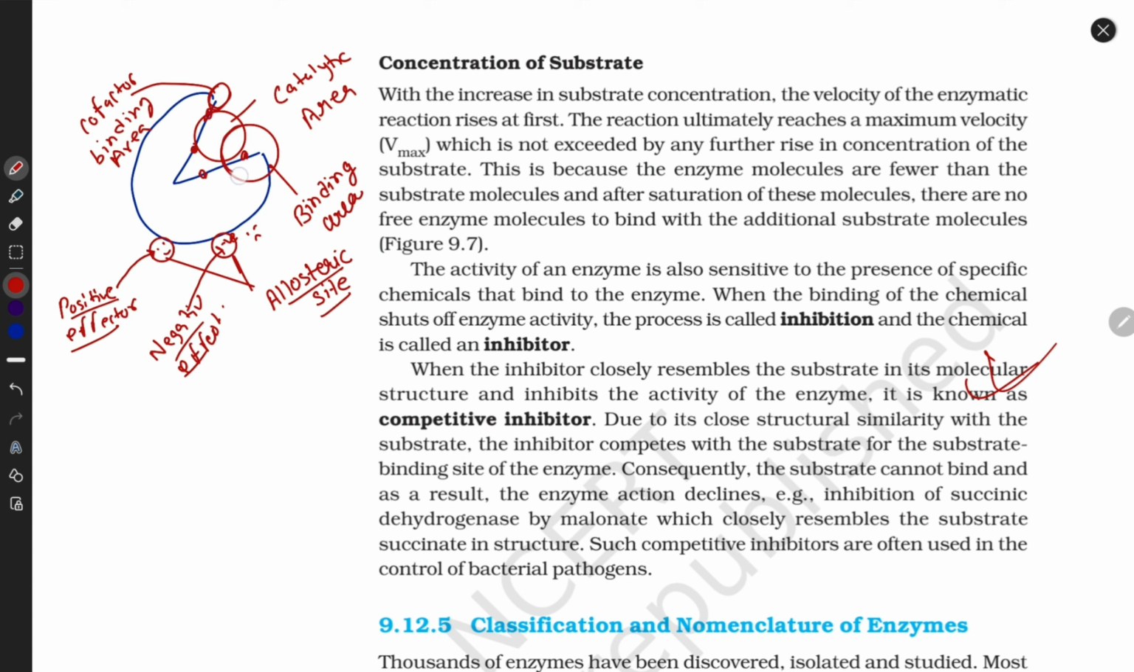This is the binding area of the substrate. I'm writing here, substrate. This is the activation site, the catalytic area. This is the site where the cofactor will bind. Clear, guys? Okay, let's take a quick view of what a cofactor is.